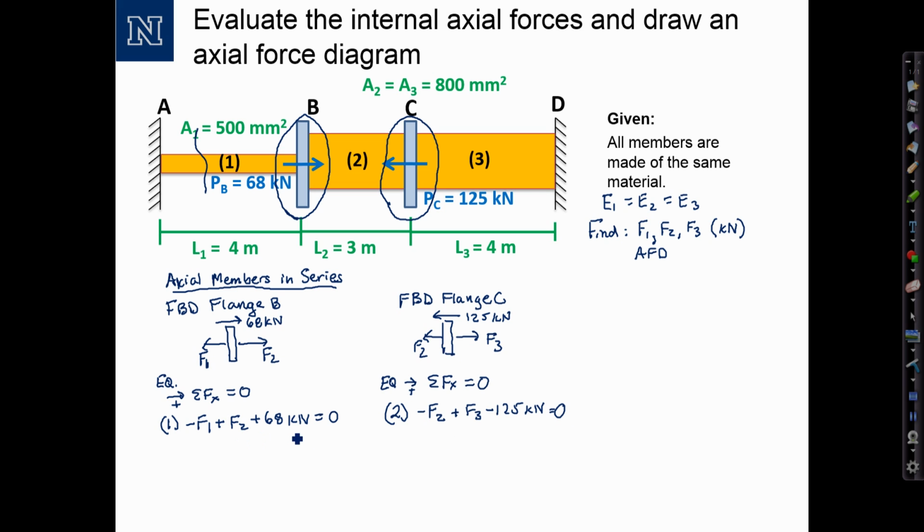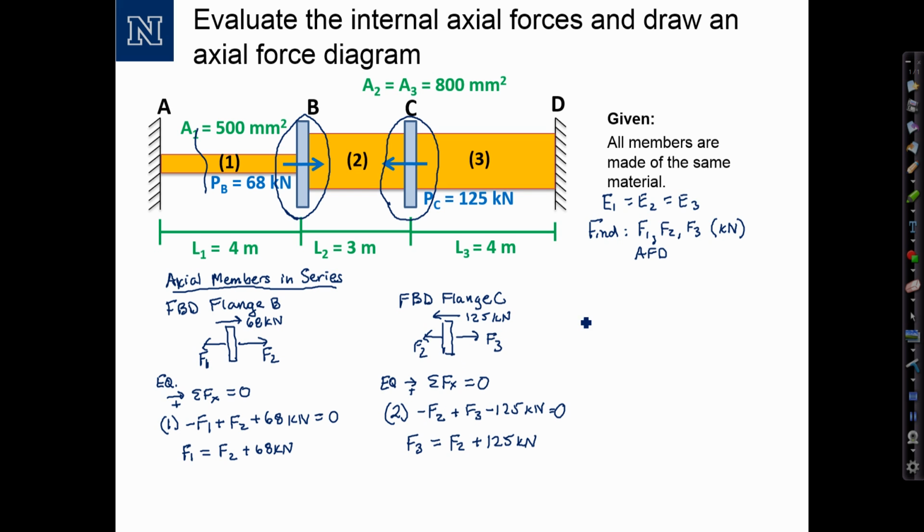Now I look at these two equations and both of them have F2 in them. So what I'm going to do for convenience is solve for F1 in terms of F2. So F1 equals F2 plus 68 kilonewtons. Always remember to carry your units all the way through the equations. F3, I'm also going to solve for in terms of F2. F3 equals F2 plus 125 kilonewtons. Okay, so those are two equilibrium equations that we're going to work with.